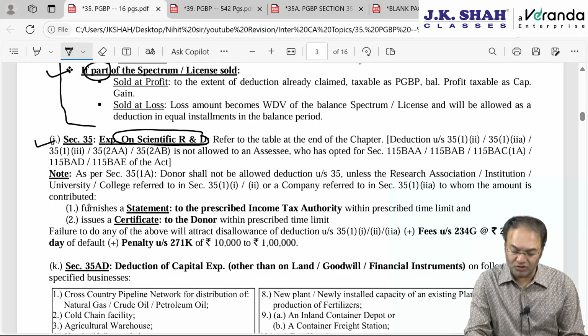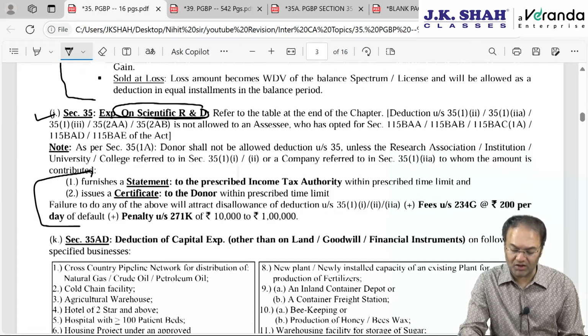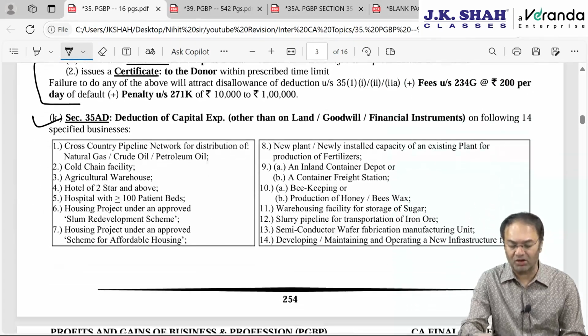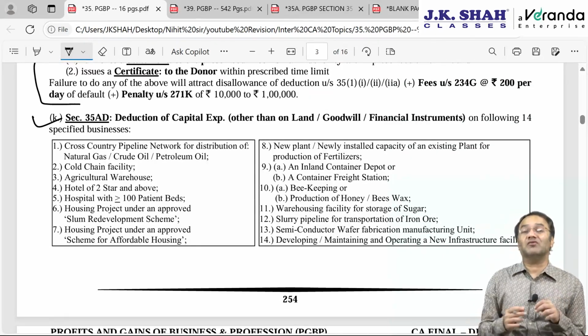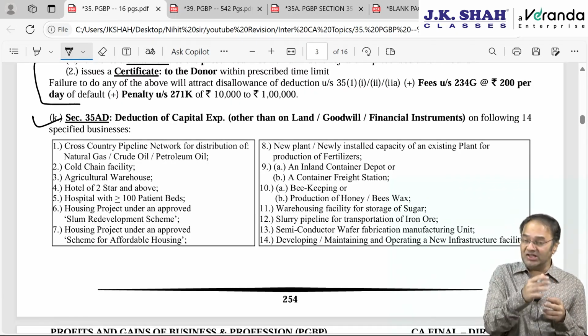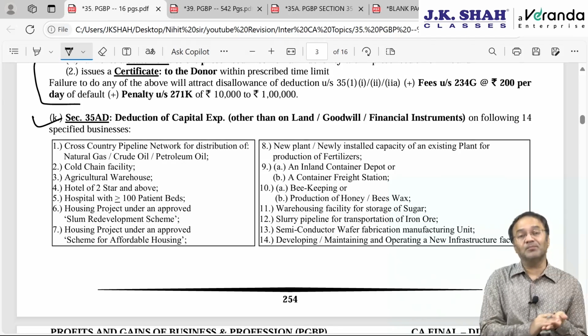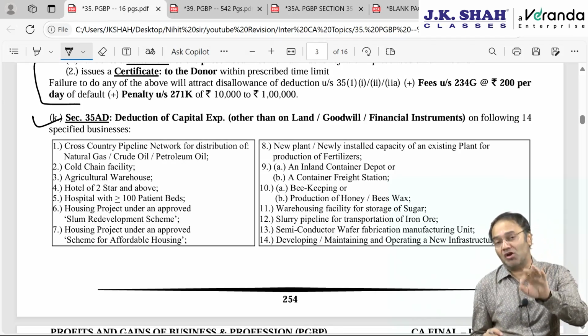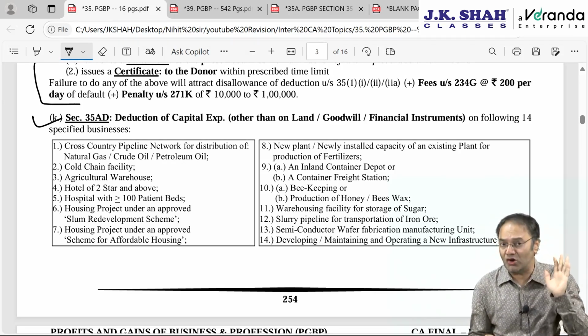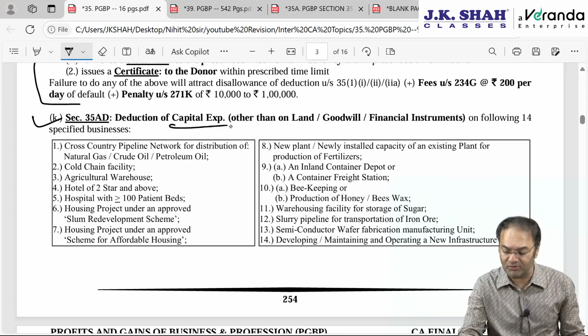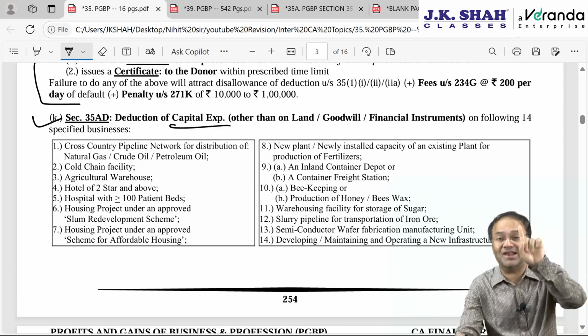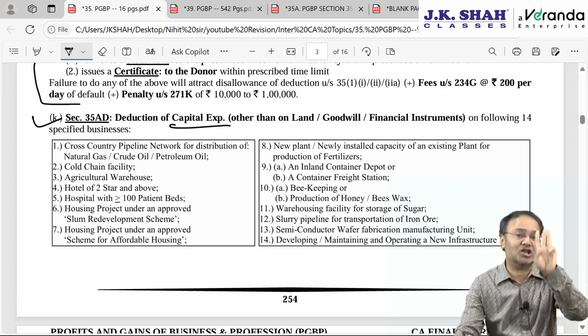Proceeding further, so this statement furnishing is done. Now next is 35AD, which is important. 35AD, deduction for capital expenditure on 14 specified businesses. Which are these 14 specified businesses? Before that, let me tell you, here deduction is not allowed for 3 types of capital expenditure. We are not talking about revenue expenditure, we are talking about capital expenditure. It should be capital expenditure other than land, goodwill and financial instrument.